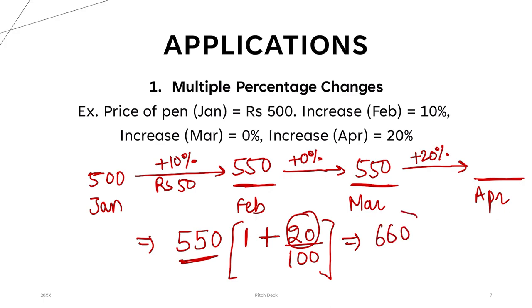So 660 rupees is the value in March. This is how the price of a pen has increased from January to April. I hope this is clear.